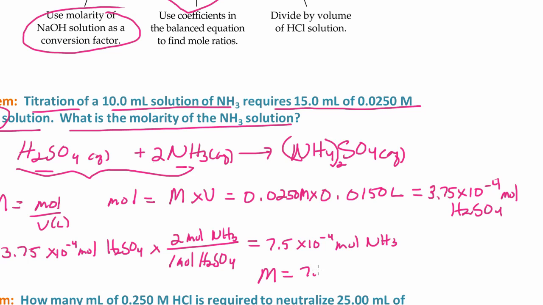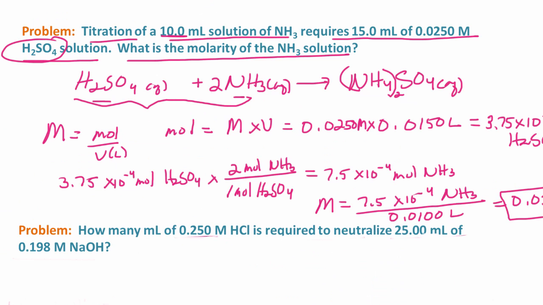I just take the moles of ammonia and I divide that by the 10 milliliters, but I have to convert that to liters. So that's 0.01 liters. And I get 0.0375 molar. Let's go on to the next problem.